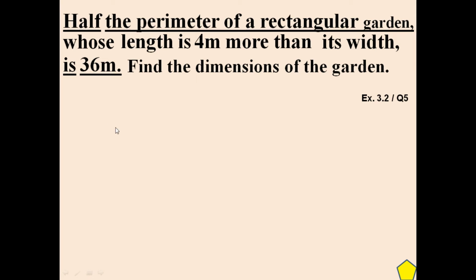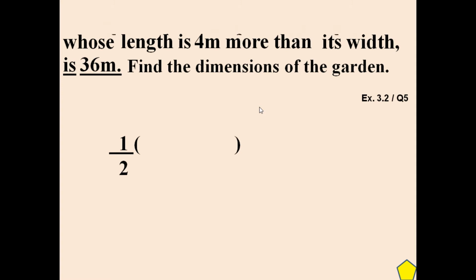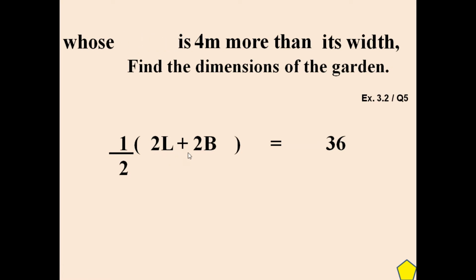So if we assume the length and breadth to be L and B respectively, using the formula for the perimeter of a rectangle, we know that half means 1 by 2, perimeter means twice L plus twice B, and it is equal to 36 meters. Is means equal to, and 36 will come after equal to. In this equation, we can see that we have a bracket which has 2L and 2B. So it can be divided by 2 and this can be simplified.